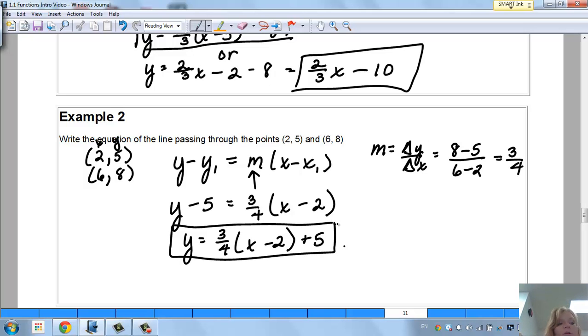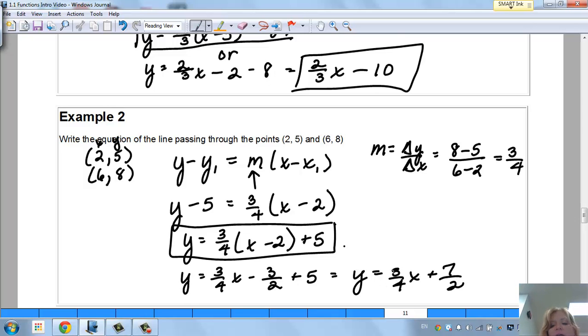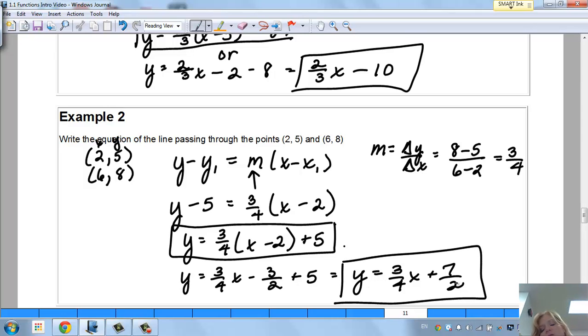Or if you want to multiply it through, I'll show you how it'd look the other ways. So it'd be y equals 3/4 x minus 3/2 plus 5, and that would actually go to y equals 3/4 x plus 7/2. So now that's a 3. Let me erase that. This is a 3. So basically this equation is the exact same thing as the other one, but this is in slope intercept form. Okay?